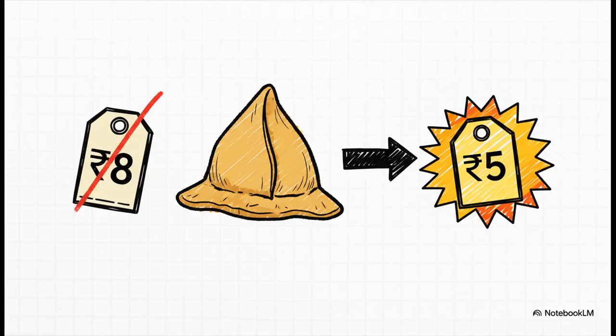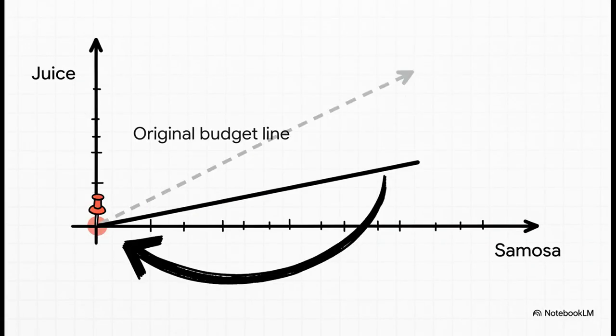All right, let's hit rewind. Go back to your original 40 rupee budget. But this time, imagine the canteen puts up a sign, samosas on sale. The price suddenly drops from 8 rupees down to just 5. Now what happens? See, this is a totally different kind of change.